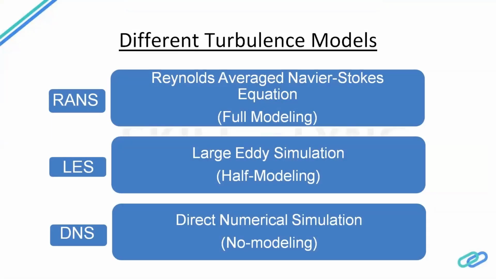Then understanding different turbulence models. Now we have the RANS method, LES method, and DNS method in this particular software. The RANS method is the Reynolds Averaged Navier-Stokes equation, which is called full modeling, where you are discretizing everything and averaging it. You're not keeping anything in the form of eddies or turbulence. Now, large eddy simulation means you are keeping some vortices, but you're not averaging them out. You're trying to visualize how these vortices change over time.